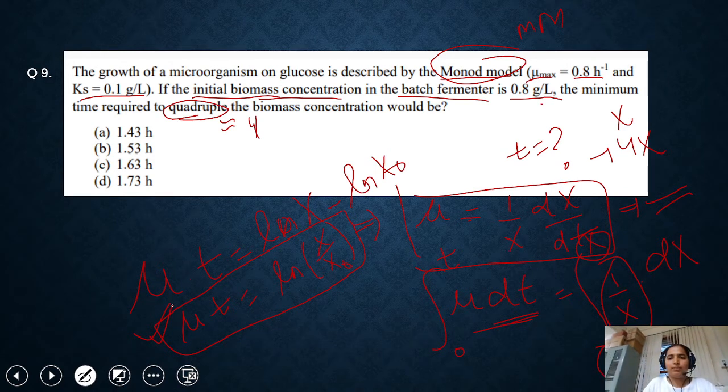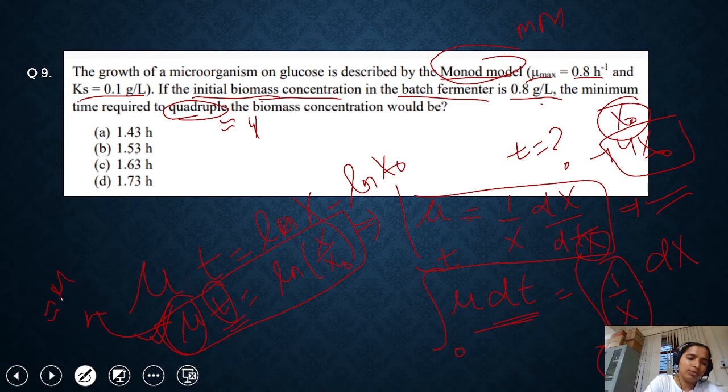Now it becomes very simple. Now we only have to put the values, because what we have to find is t. This ln of x to x naught, we also know that initially it is x naught, finally it will become 4 times of this. And we are considering here that it is required as a minimum, so this mu we normally consider equal to mu max, but not in every case, only in special cases we'll consider this. So now time will become 1 by mu max, that is 0.8, ln of x, that is 4x naught upon x naught. So when you solve this, it will become ln 4 upon 0.8.